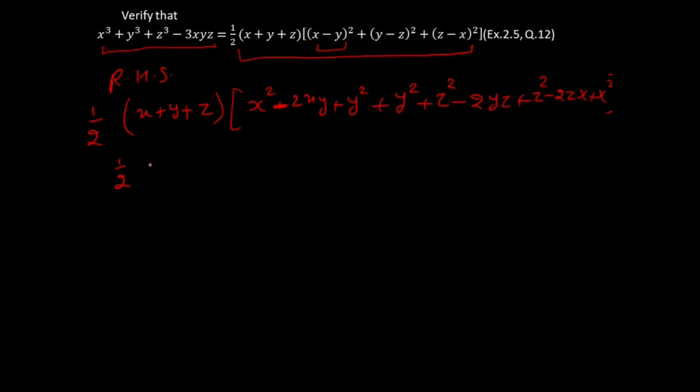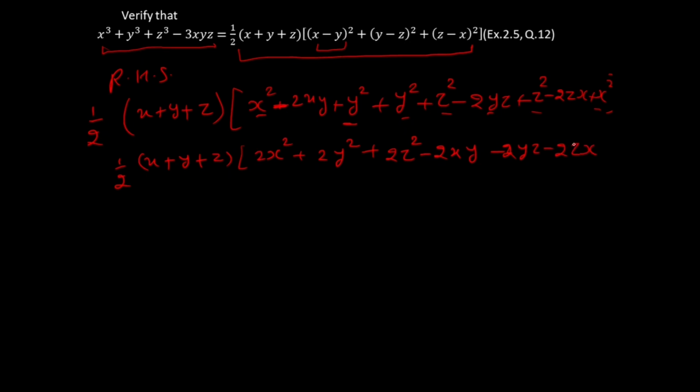This is the right hand side, so half of x plus y plus z, x square plus x square, that becomes 2 times x square. Same, y square plus y square, that is 2 times y square. Z square plus z square, nothing but 2 times z square. Negative 2 times xy, negative 2 times yz, and negative 2 times zx.